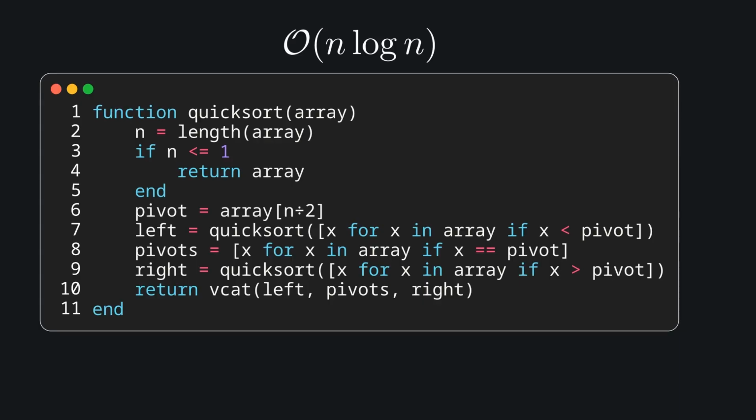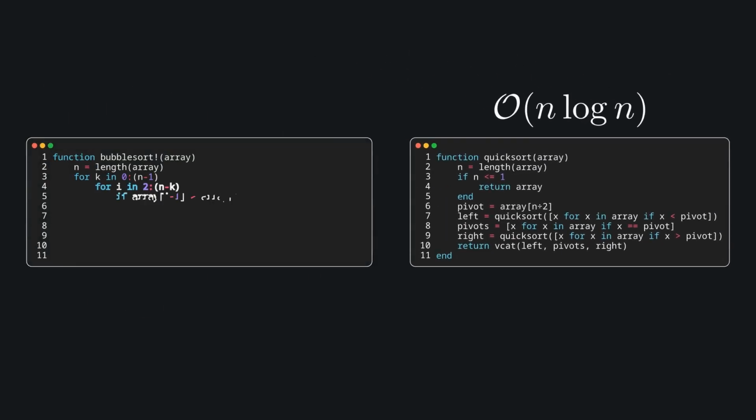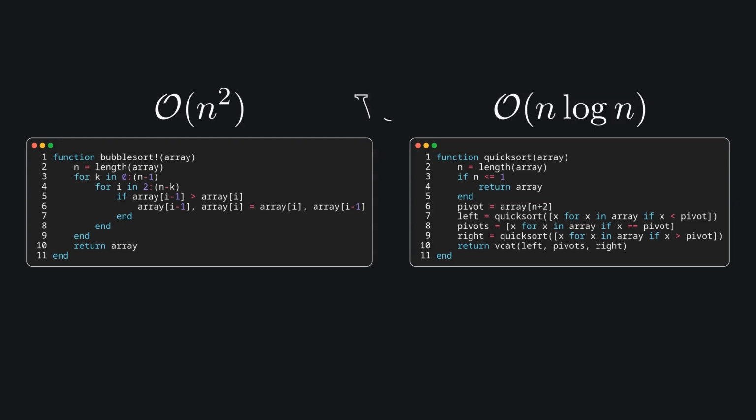So now let's compare this algorithm to bubble sort. We saw before that bubble sort had a complexity of O(n squared), whereas this new quicksort algorithm has complexity O(n log n). So based on this complexity alone, which one do you think will be faster for a given input? I would encourage you to make a guess now. So let's find out which one is faster.